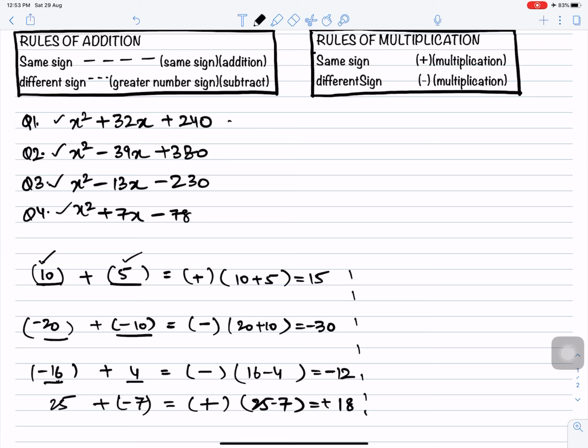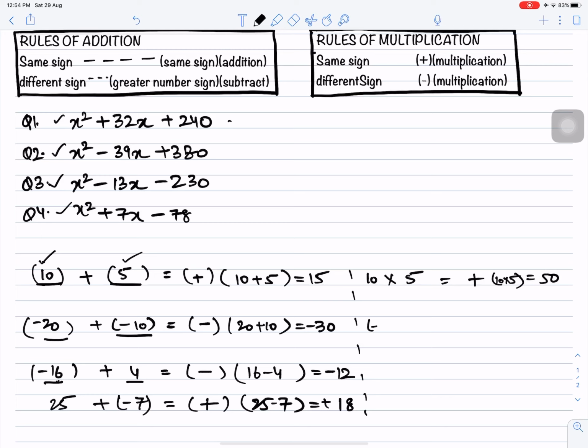Correct? Now, if we have to multiply two numbers, what do we do? If I take the same numbers, 10 multiplied by 5, both have the same sign. My answer comes out to be positive. In any case, if they have the same sign, you will always write the plus sign and multiply the numbers. 10 multiplied by 5 comes out to be 50.